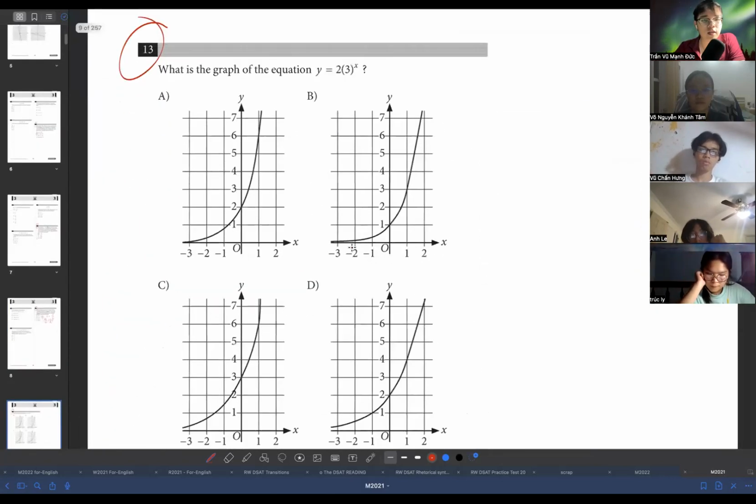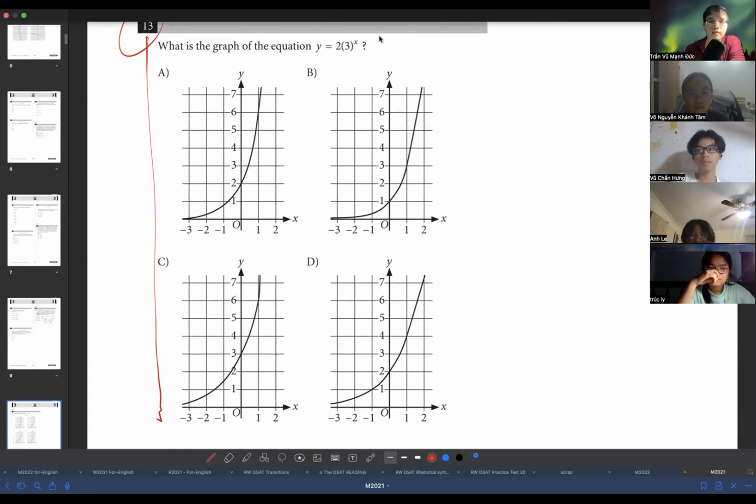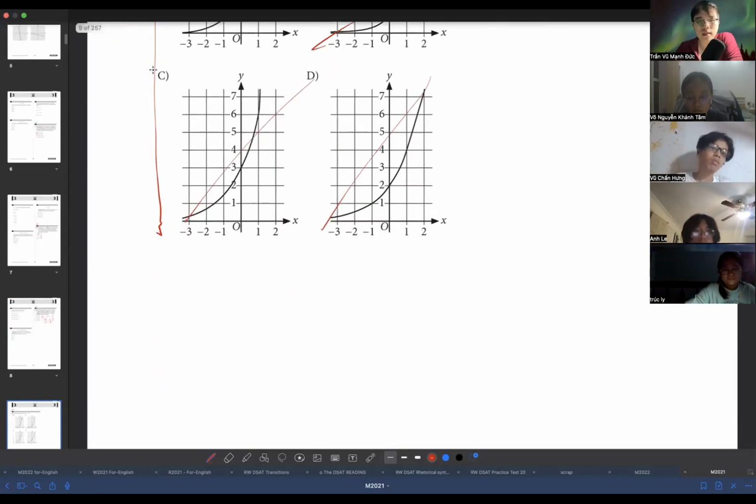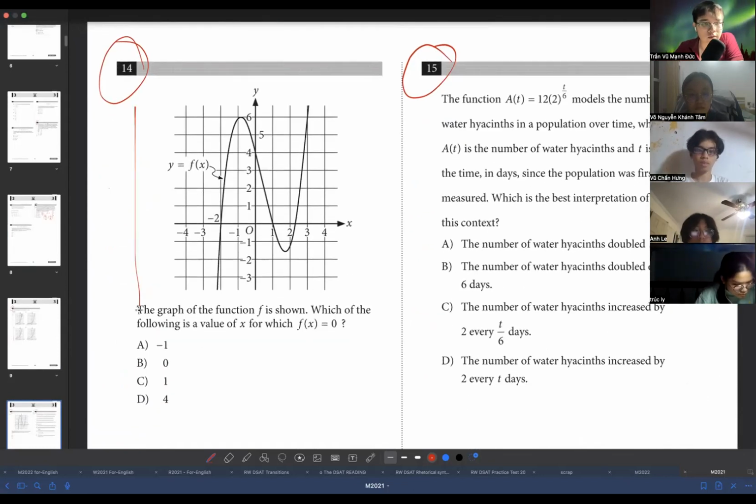What is 13? 13 is A. All right. How about plugging in 0? 0 gives 2, so this is out. This one is out. And how about 1? 1 is 2 times 3, which is 6. 6 is out. All right, A. Very good. Next one, Alan, can you do 14 for me?